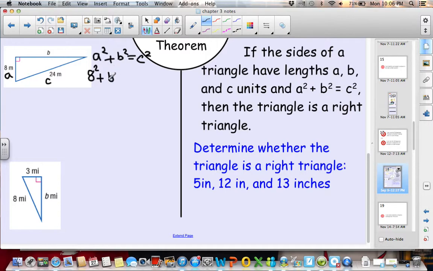So plus b squared. And then we're told that our hypotenuse, which is c, is 24 squared. 8 squared is 64. We leave b squared because we're trying to figure out what b squared is. 24 squared is 576.